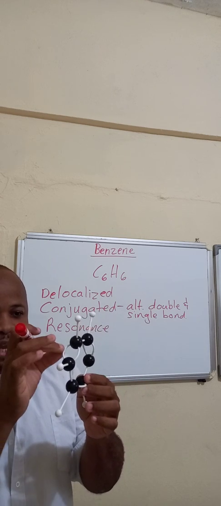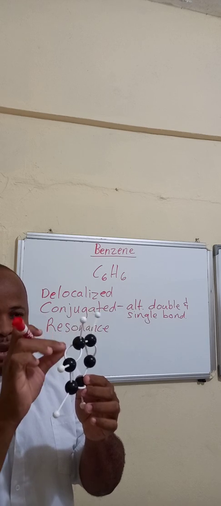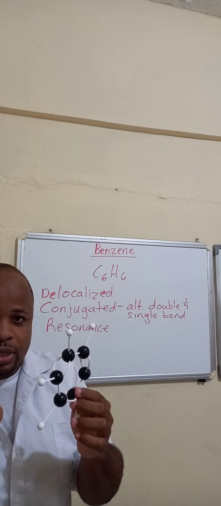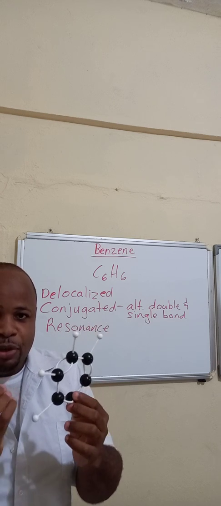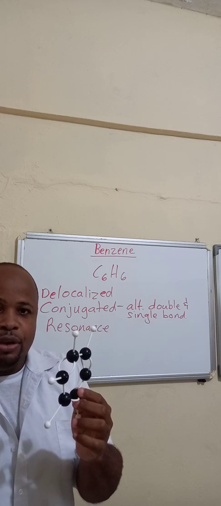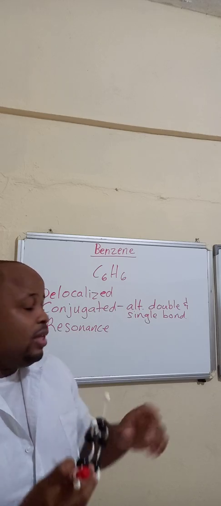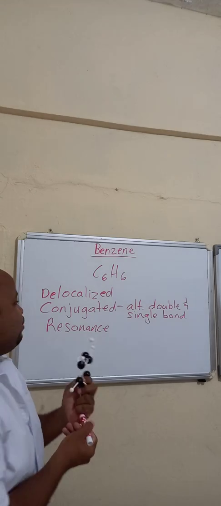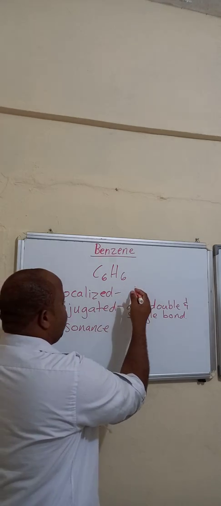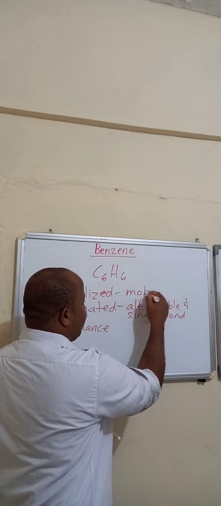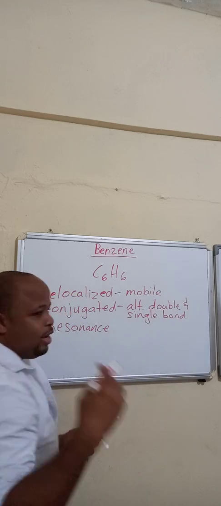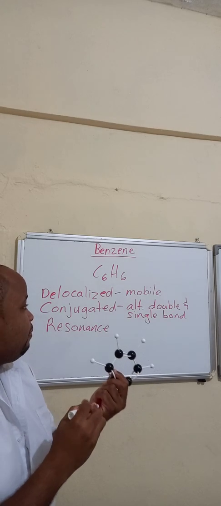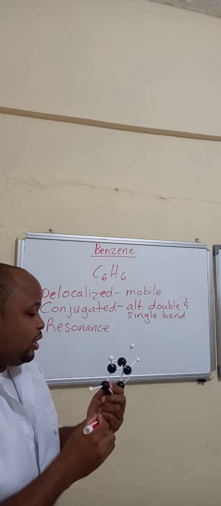So the pi bonds, which are made from the overlap of the p orbitals, contain the electrons, but the electrons in your p orbitals are delocalized. Once you hear delocalized, you must know that it means they are mobile, just like in metallic bonds, where cations are surrounded by a sea of mobile electrons.